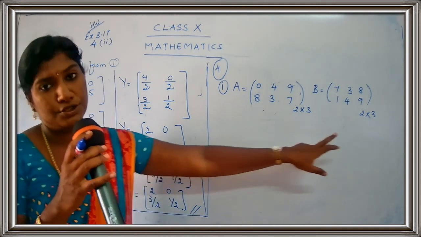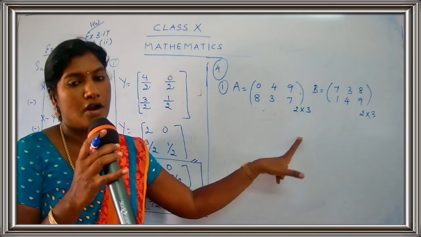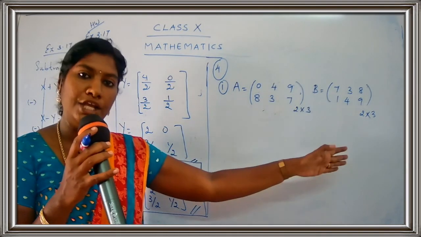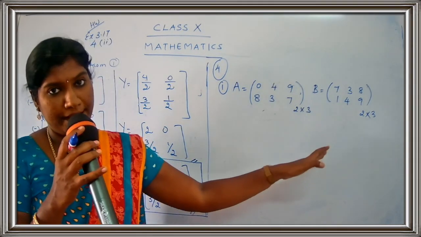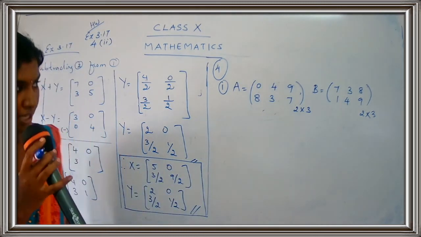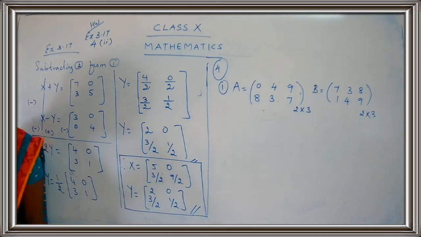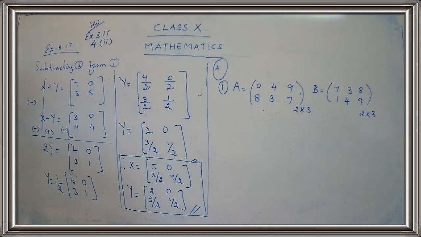2 cross 3, 2 cross 3. The orders are same. So if the orders are same, I can perform addition or I can perform subtraction. So just we have checked it. So we have got the same order, that is 2 cross 3. 2 is the number of rows and 3 is the number of columns.